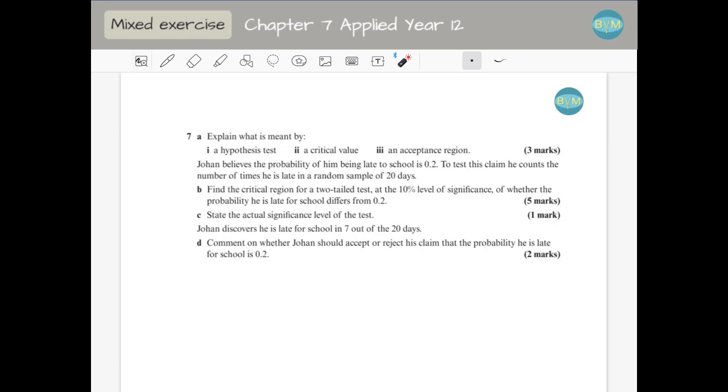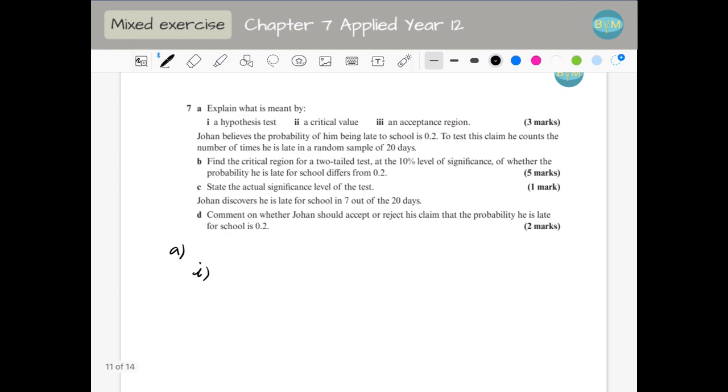Hello, this is question 7 on your mix exercise 7 from your applied textbook from year 1. So explain what is meant by hypothesis test. So it's probably with your own words, just explaining that we are testing if a parameter of the population has a particular value or not.